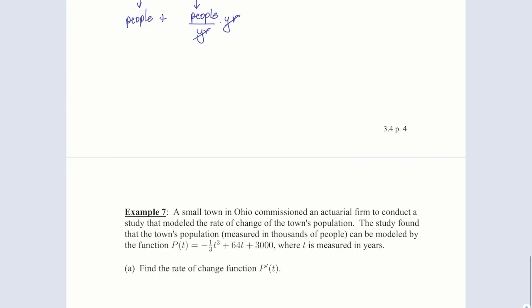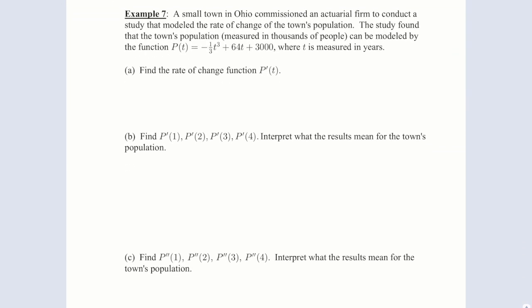All right. Then example 7 says a small town in Ohio commissioned an actuarial firm to conduct a study that modeled the rate of change of the town's population. The study found that the population, measured in thousands of people, can be modeled by this function, where t is measured in years. So the actuarial firm gave them a formula for the population in t years, and we are asked to find the rate of change for this function.